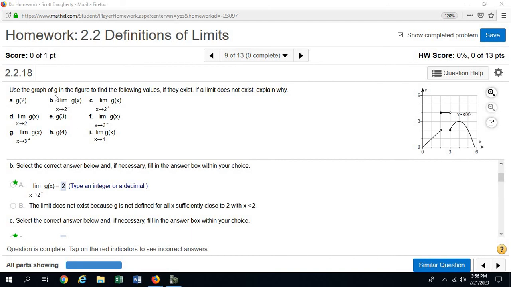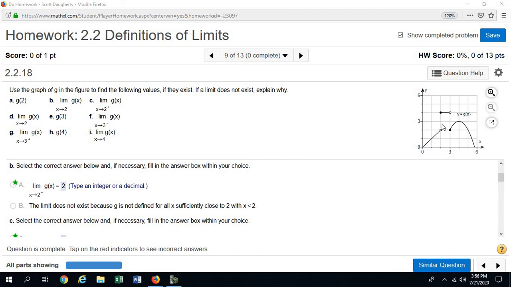Okay, so they're referring to the graph of g of x over here. The first thing we're supposed to find is g evaluated at 2. In other words, if I input a 2 into the function, we're supposed to find the output. Now the input values are on the x-axis and the output values are on the y-axis. So x equal to 2, that would be my input value.